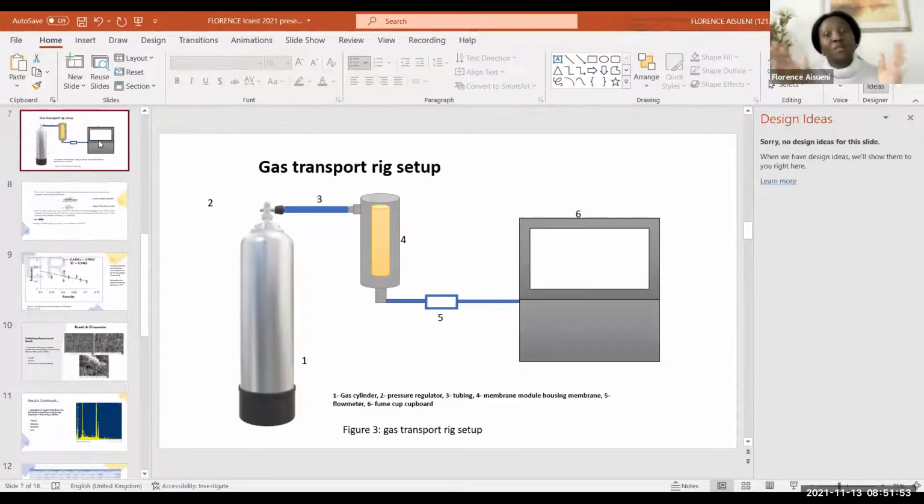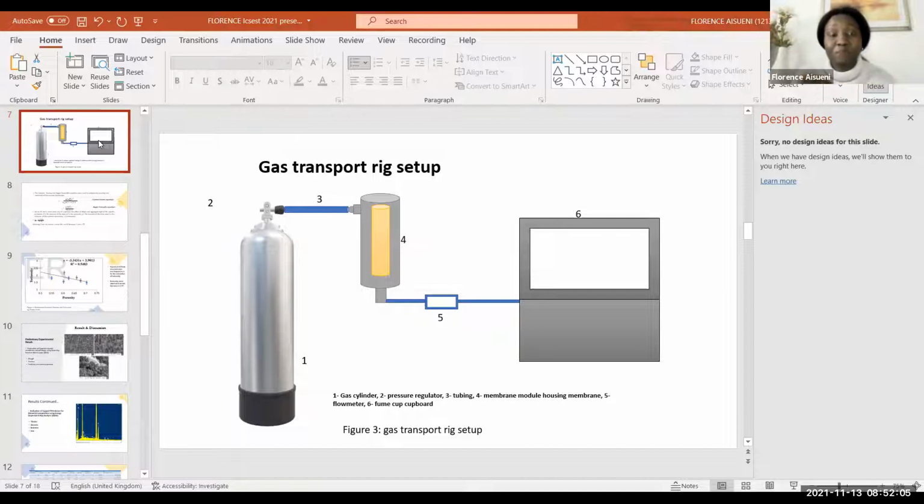Because we are looking at the hydrodynamic nature of this ceramic membrane, we had to use a gas transport rig to measure water flux that has been experimented on in the lab. This is made up of the gas, ceramic membrane module, and flow meter, and whatever gas passes through the membrane module escapes back into the fume cupboard. So that's the schematic diagram of it.